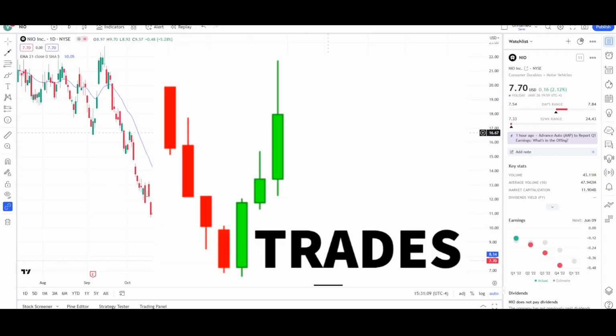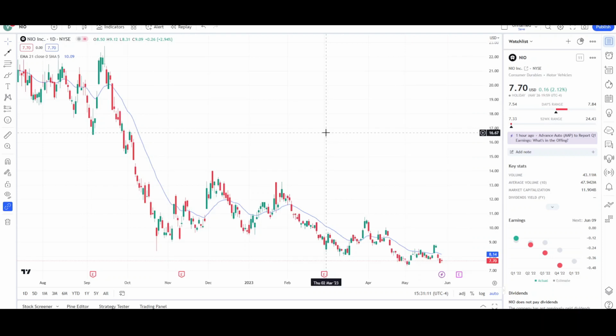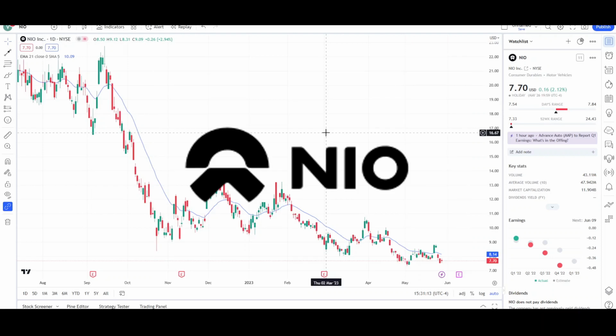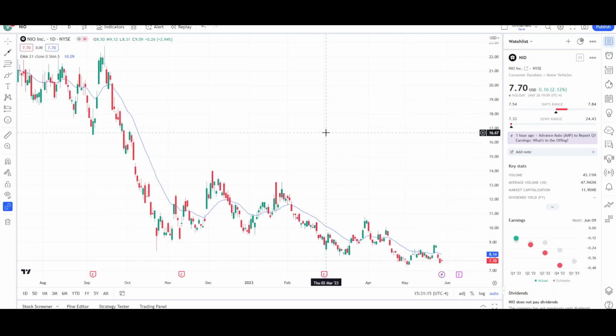What's up, traders? This is Vee Trades, and today I will be doing a technical analysis breakdown for NIO with the ticker symbol NIO. I will first go over what I see on the daily chart and finish the video off with the weekly chart.